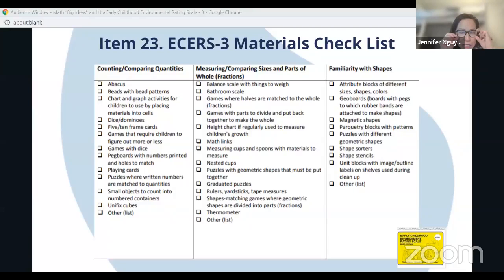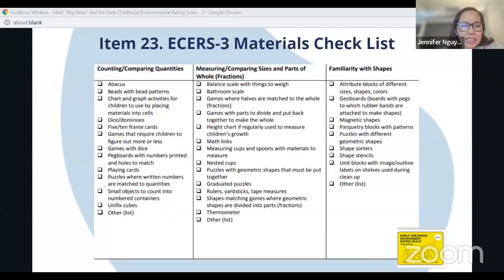So if you're thinking, gosh, I want to subitize, I want one-to-one, I want to know more about cardinality and practice all these big ideas, here are some recommended materials that you can have in your classroom that would support all of this learning. So everyone is going to get a copy of the materials checklist, but just go ahead and take a glance at it while you're on the webinar. What we really focused on today was counting and comparing quantities. In the next webinar, we're going to focus on measurements and comparing sizes and shapes.